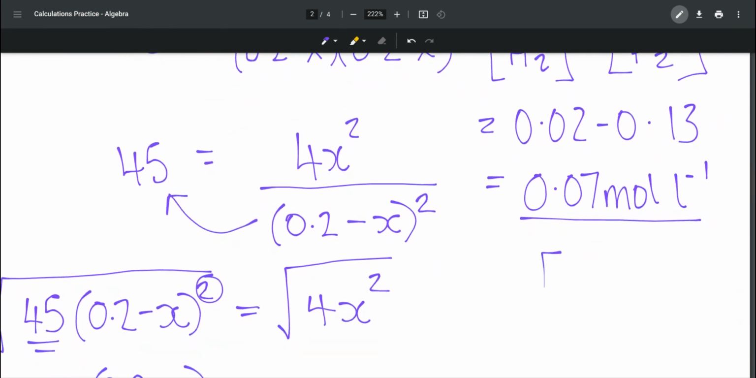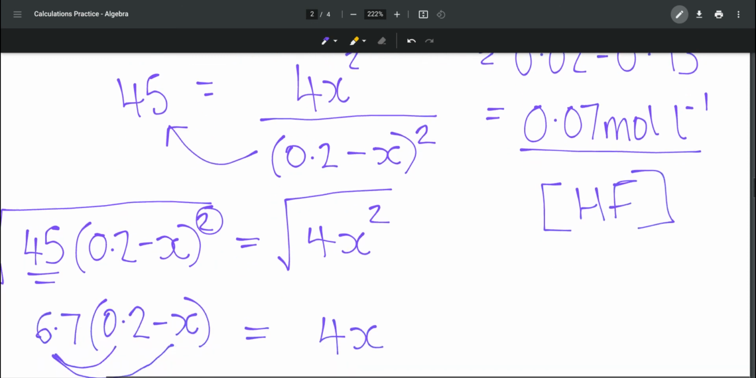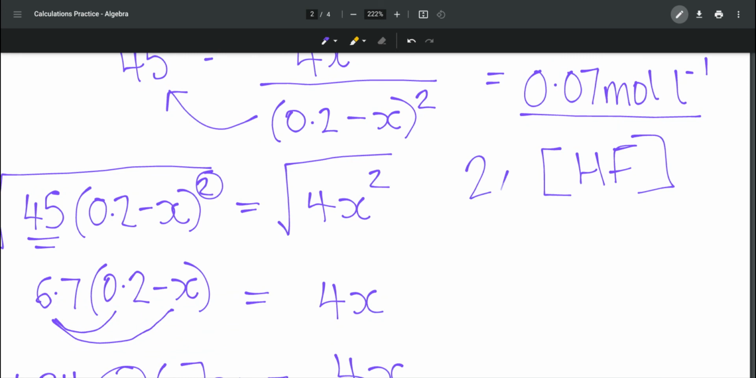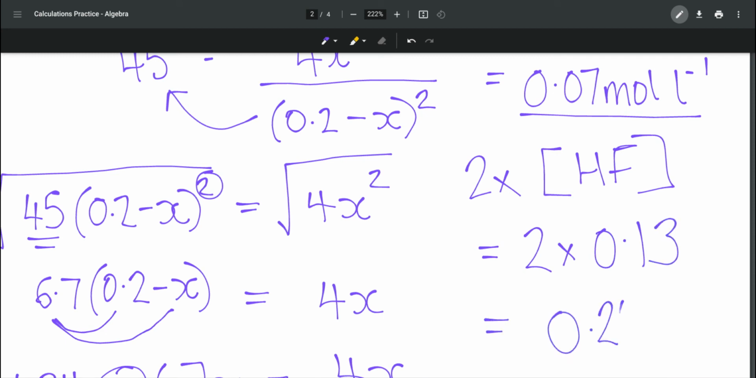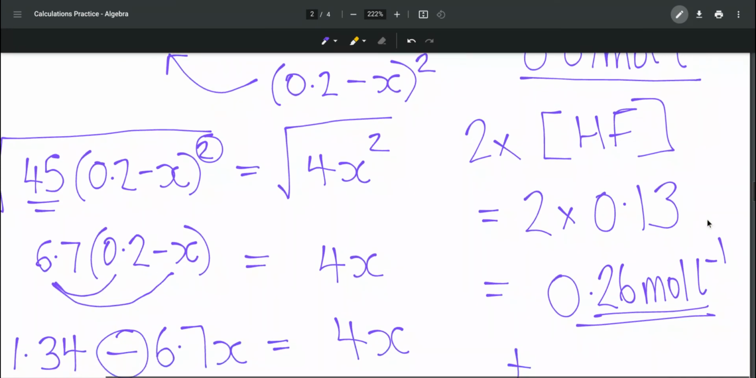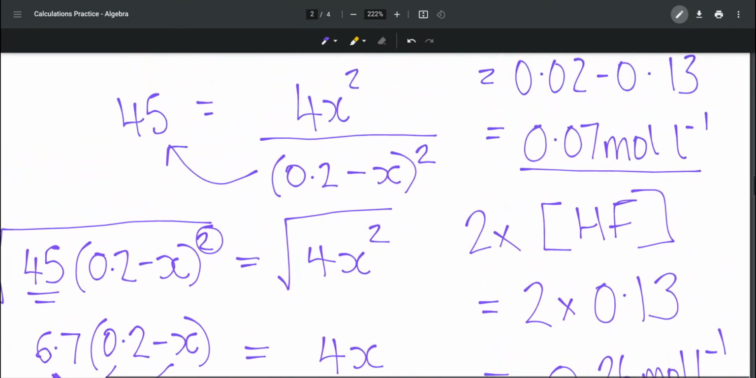The only difference is when we are trying to calculate the concentration of HF, our value for that was 2x. So what we have for the concentration is 2 times x, which is 0.13, and that gives you 0.26 moles per litre. Again, we're in a 1 litre vessel, so whatever the number of moles we have, we can turn into concentration in moles per litre.